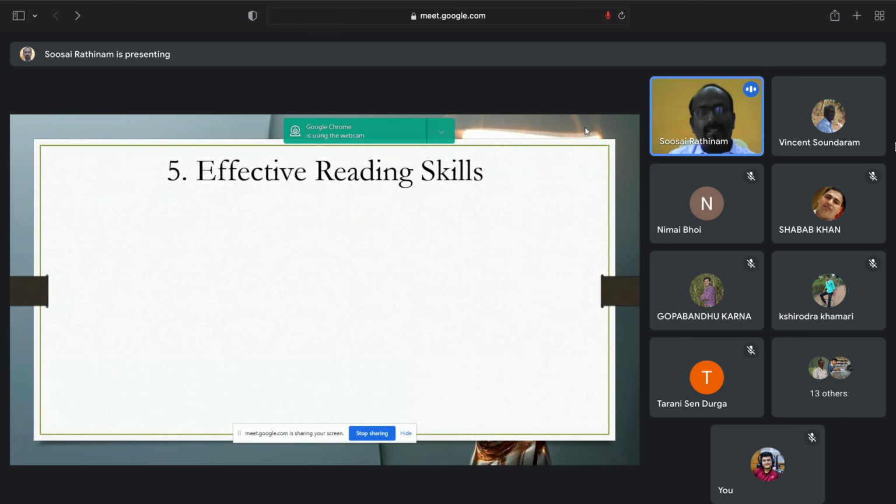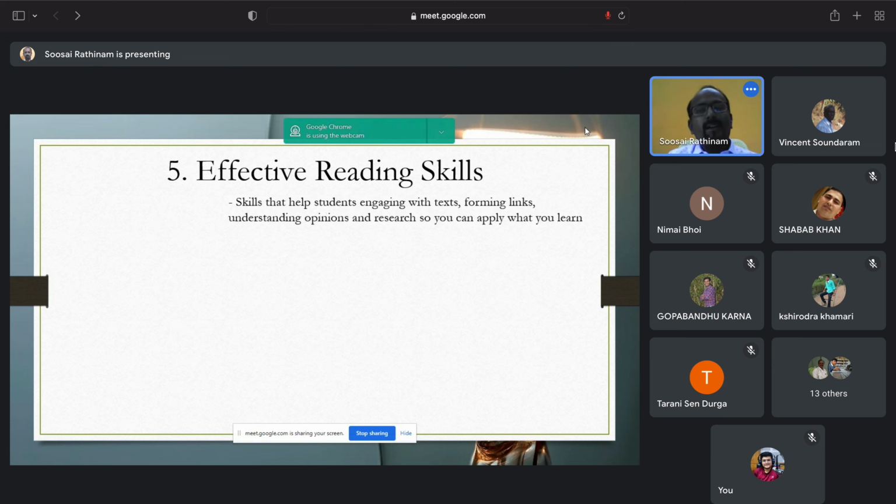Effective reading skill. As I was telling you earlier, we have LSRW, so it comes under reading skill. But I'm not going to deal with how this could be done. What does it mean? The skills that help students engage with text, form links, and understand opinions and research, so you can apply what you learn. And I'm going to give you a short exercise.